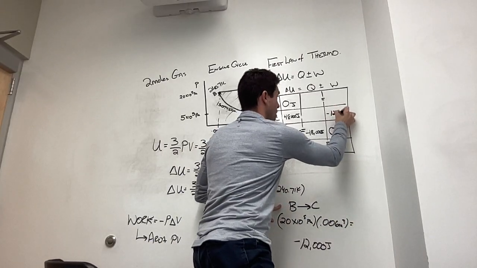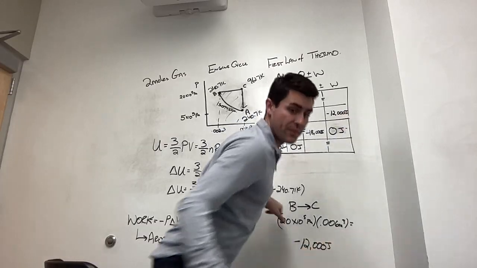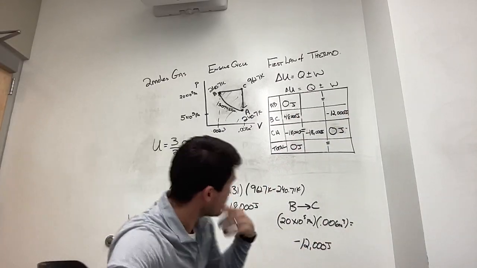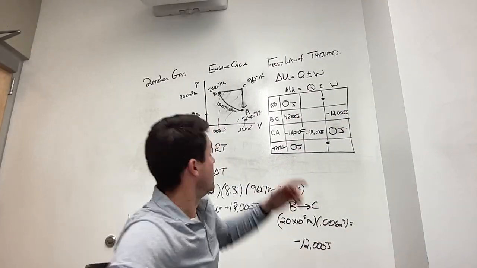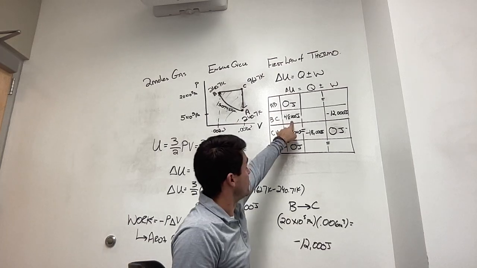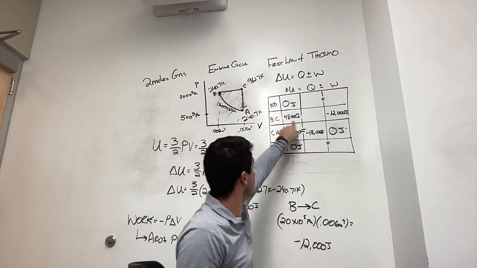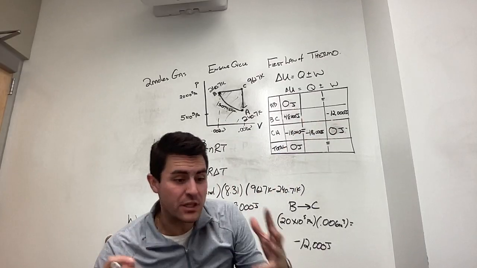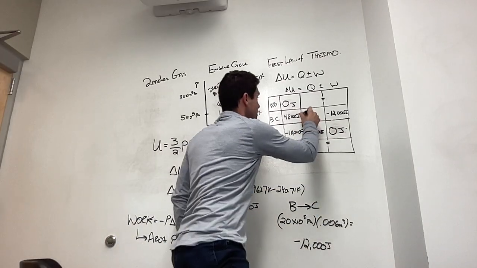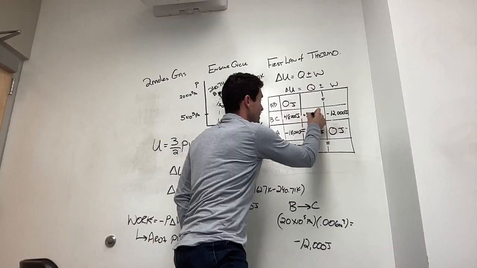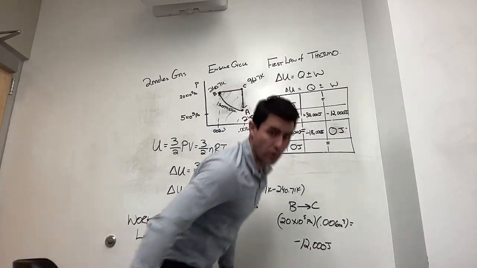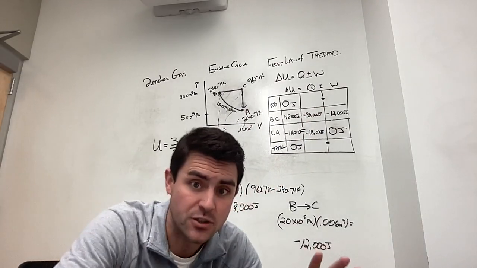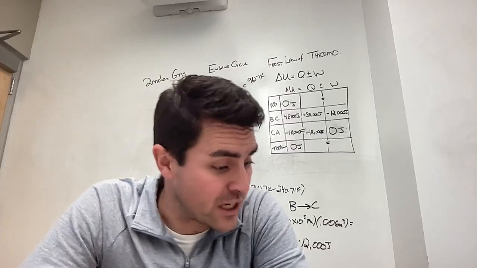Negative 12,000 joules. Boom. That is done right there. If that's true, I have the internal energy change as positive 18,000 joules. The work done is negative 12,000 joules. The difference between those two is positive 30,000 joules. Right there. That's it. That's the difference. Okay, so I've already got that figured out as well.